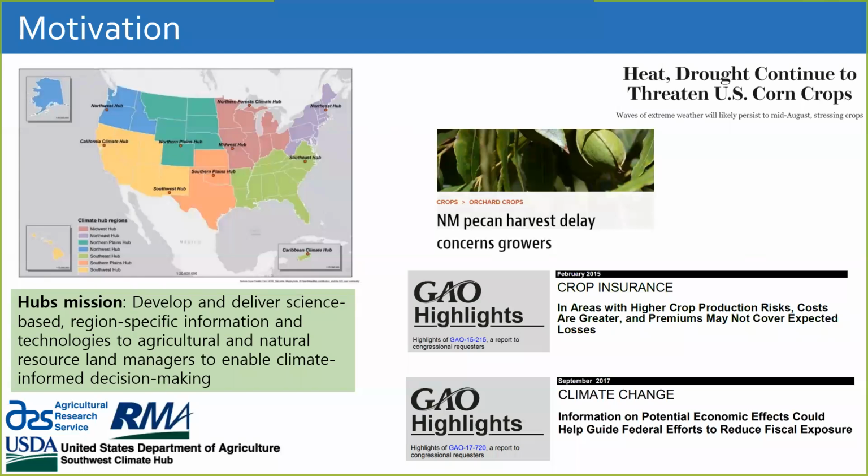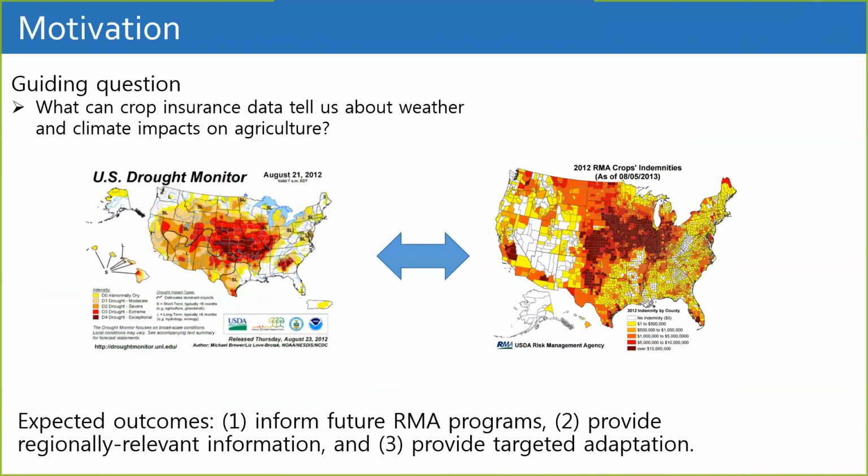Two Government Accountability Office (GAO) reports talk about this. So what can crop insurance data tell us about weather and climate impacts on agriculture? The guiding question here really is, can we parse out those linkages between indemnities and impacts from perils such as drought, and what do those linkages look like? Ultimately, we hope that our project informs future RMA programs, provides regionally relevant information, and leads to possible targeted adaptation in higher production risk areas.